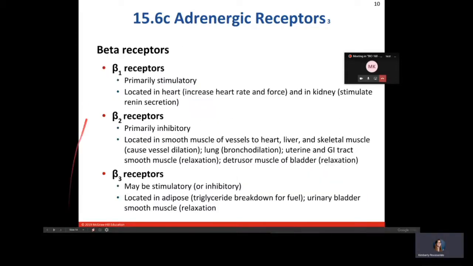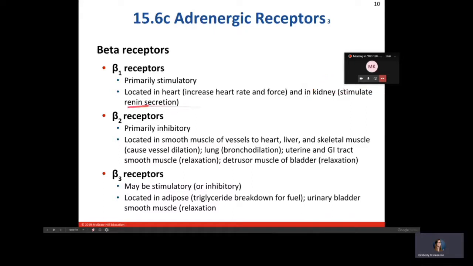Next, we have our beta receptors, and we have 3 primary types of beta receptors: beta 1 receptors, beta 2 receptors, and beta 3 receptors. Beta 1 receptors are primarily stimulatory, and they're located in the heart, right? Remember, this is all happening in the sympathetic nervous system. These beta 1 receptors in the heart increase the heart rate and the force of contraction, which is one of the things the sympathetic nervous system does.